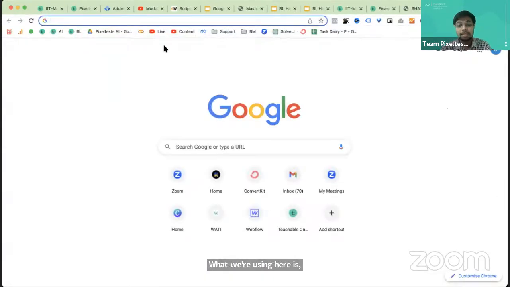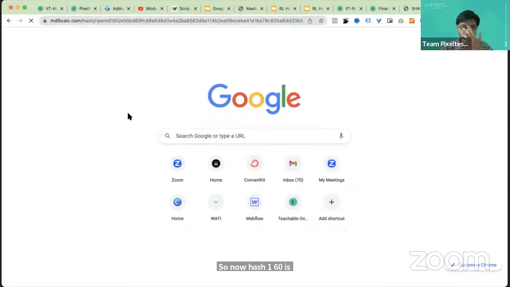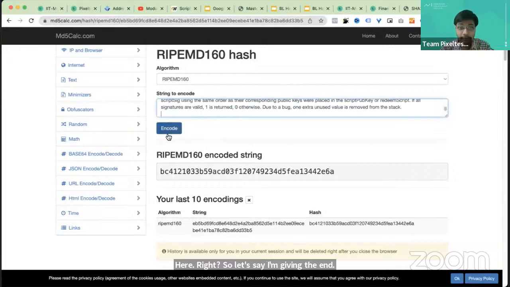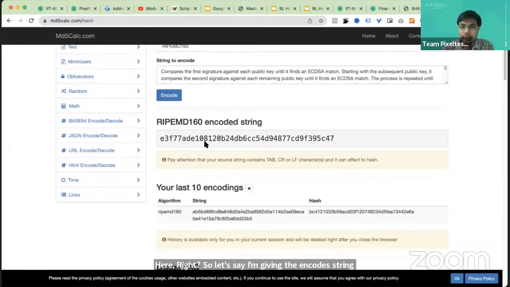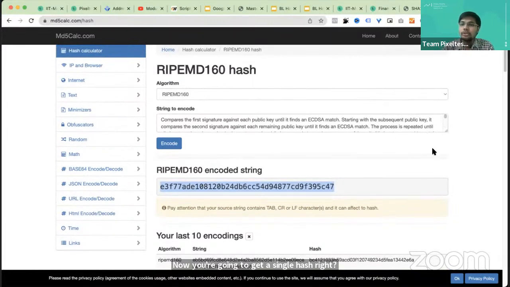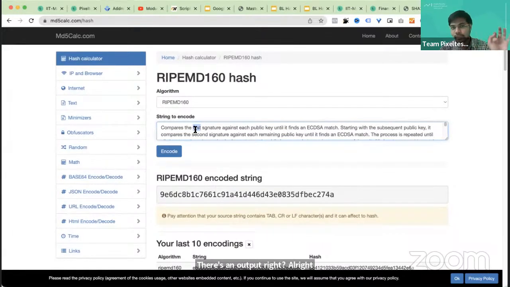So now hash 160 is here, right? Let's say I'm giving the encode string this way. Now you're going to get a single hash, right? So this is how this is going to work. People who have not understood how to hash this currently, do not worry. Right now, this is a tool. It's like a calculator, right? You input something, there's an output, right?